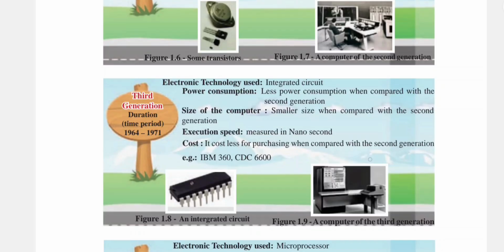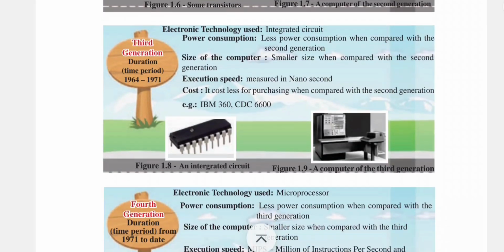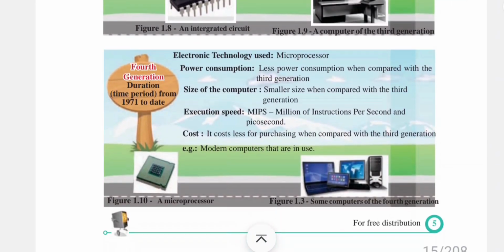The cost of purchasing these computers was lower than the second generation computers. Examples include IBM 360 and CDC 6600. This generation made computers more reliable and affordable.